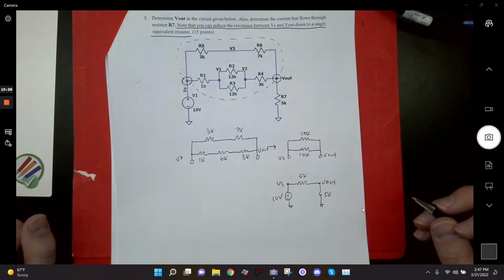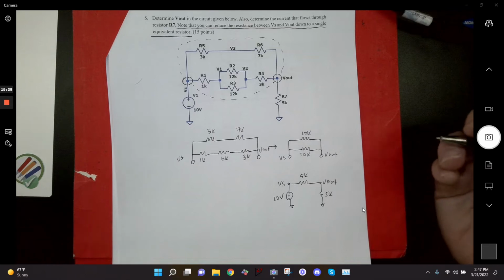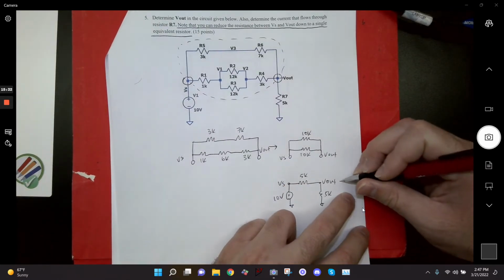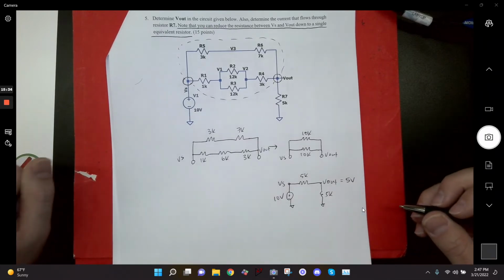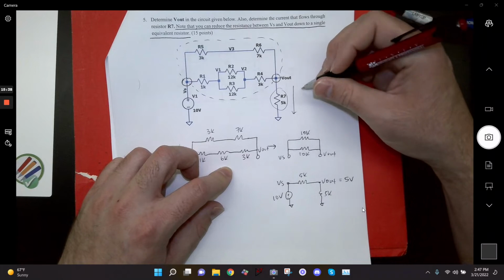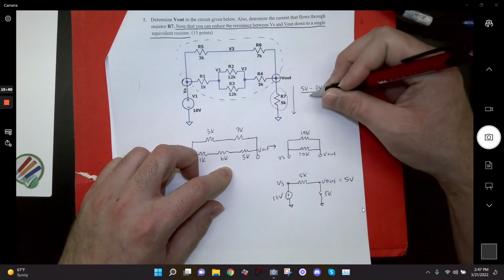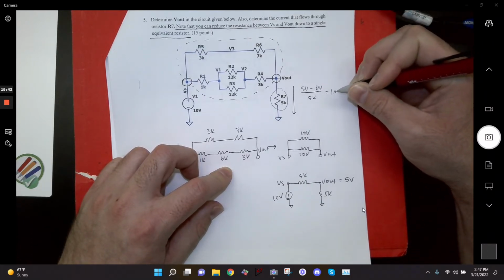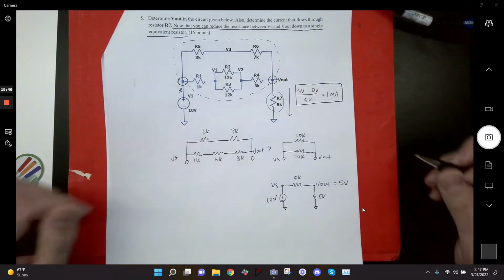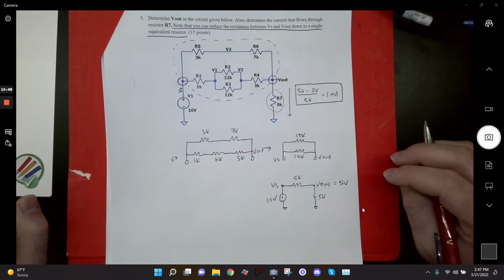And what did I ask you for? V out. So V out is going to be half, right? With the voltage divider with the same resistances, I get V out is equal to 5 volts. And then I asked you for the current through R7, which is this resistor. 5 volts minus 0 volts over 5K gives me 1 milliamp. Any questions about this one?